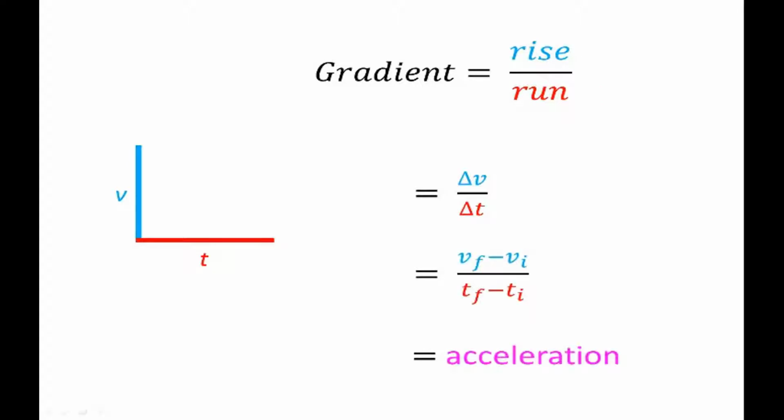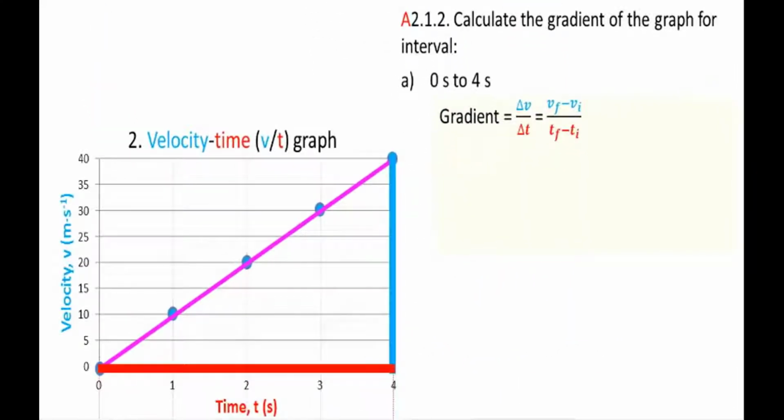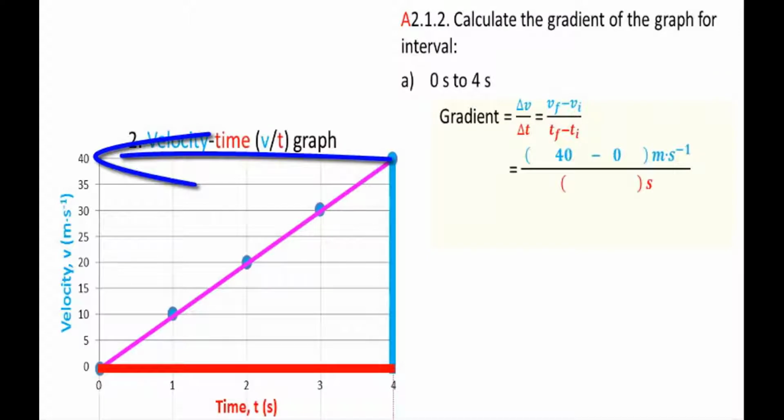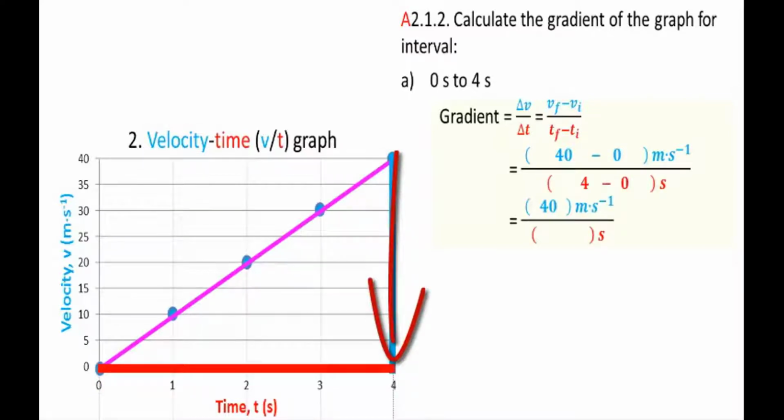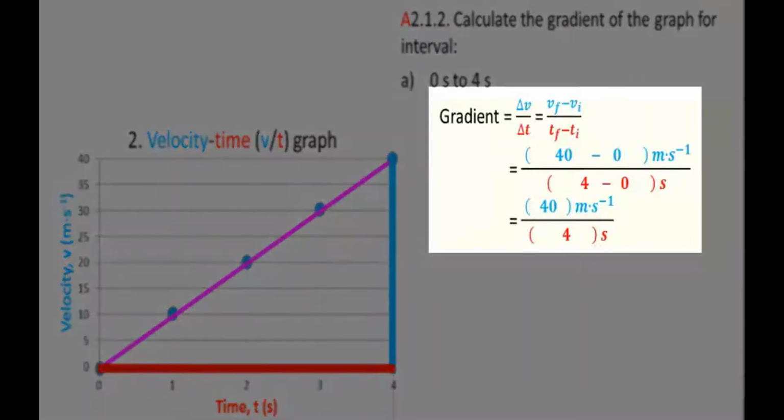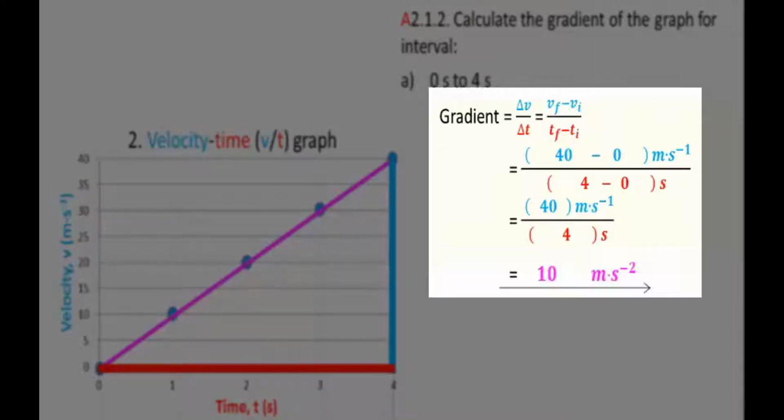V final minus V initial over T final minus T initial. For this whole interval, 0 to 4 seconds, V final is 40 meters per second, V initial 0 meters per second. So the rise is 40 meters per second. T final is 4 seconds, T initial 0 seconds, so the run is 4 minus 0, 4 seconds. 40 meters per second divided by 4 seconds equals 10 meters per second squared.